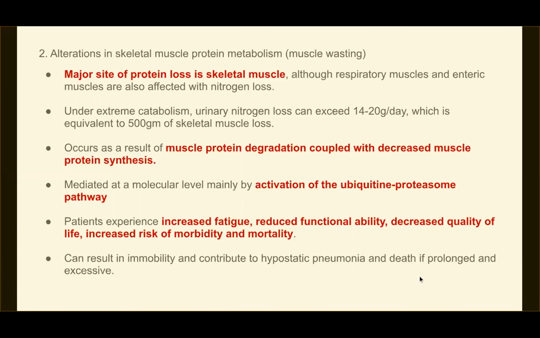Under extreme catabolism, urinary nitrogen loss can exceed 14 to 20 grams per day, which is equivalent to 500 grams of skeletal muscle loss. This occurs as a result of muscle protein degradation coupled with decreased muscle protein synthesis. This is mediated at the molecular level by activation of the ubiquitin proteasome pathway.